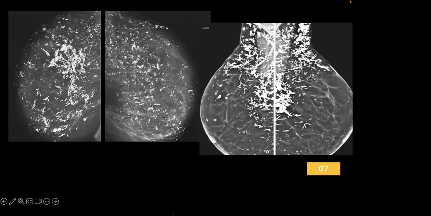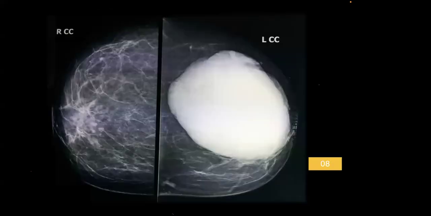Okay, now what do you think this is? Is it confined to the skin subcutaneous plane or is it parenchymal? Rahul, very good. It is dermatomyositis. It is confined to the subcutaneous plane. So I think most of you must have got this right.